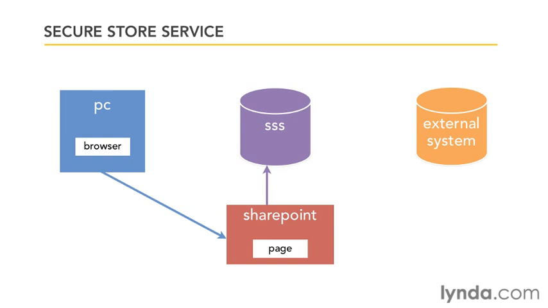If no credentials are found, what then happens is this login page is automatically generated and sent back to the browser, sent back to Bob. Bob then provides his credentials. Those go back through, passed through SharePoint and stored in the Secure Store Service, then retrieved for that SharePoint page, and we use those permissions to connect to the external system.